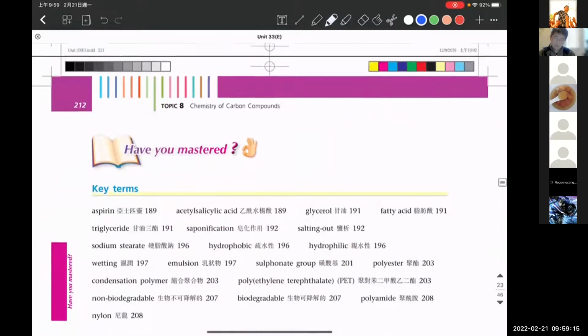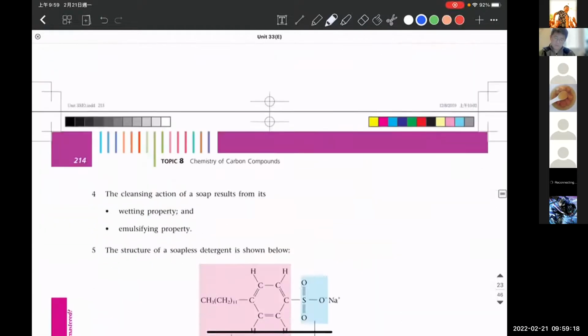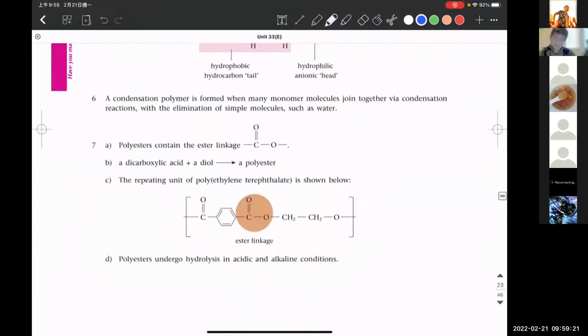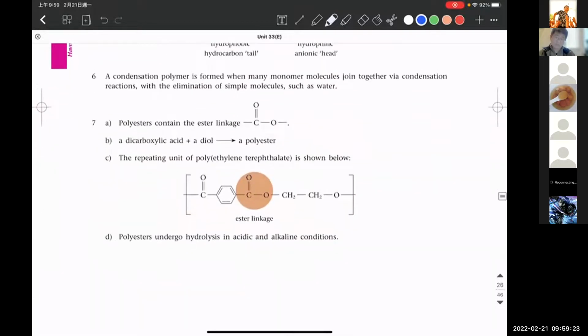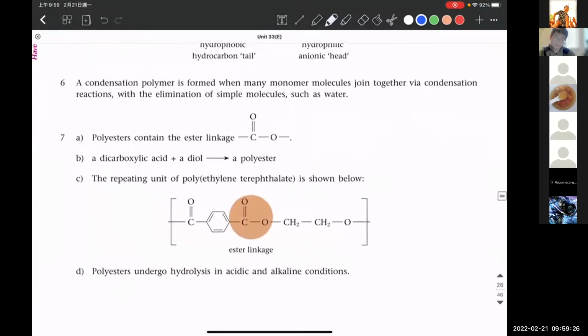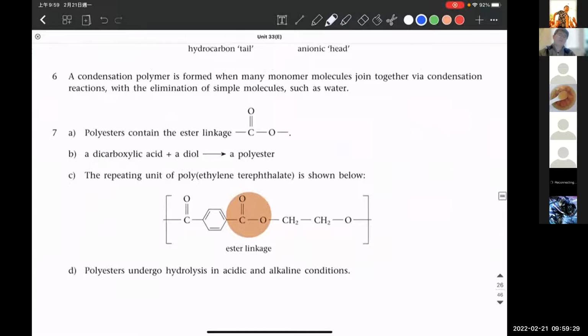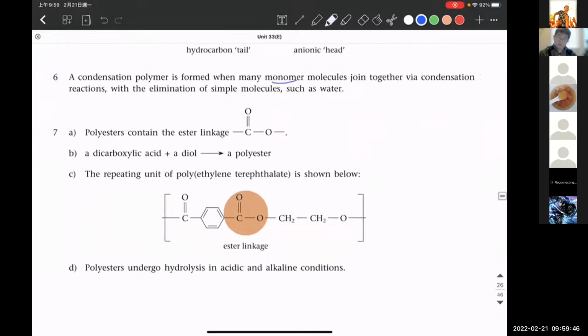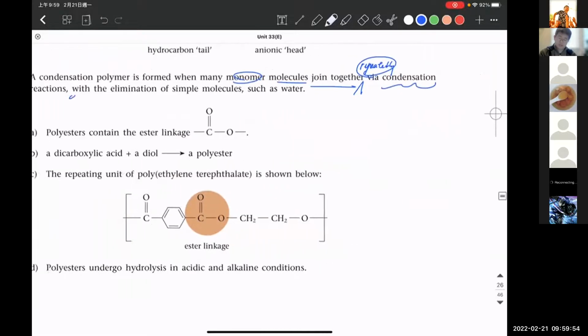Now we come to a brief summary of today's lecture. Well, we have come up with a condensation polymer with 2 examples. One is polyester, the other one is polyamide. Condensation polymer means a chemical, a very big molecule made up of many small molecules. We call them monomer molecules. They join together repeatedly by condensation reaction.